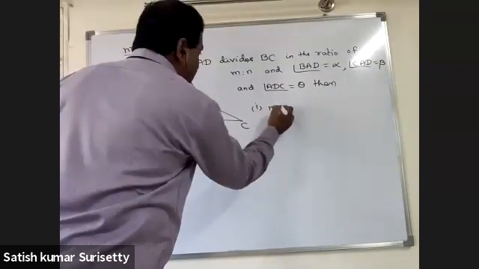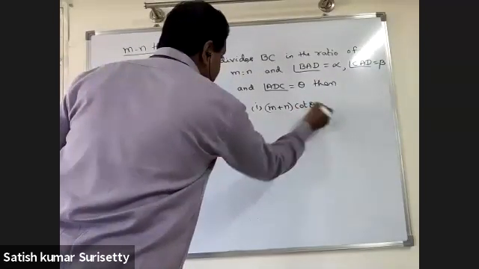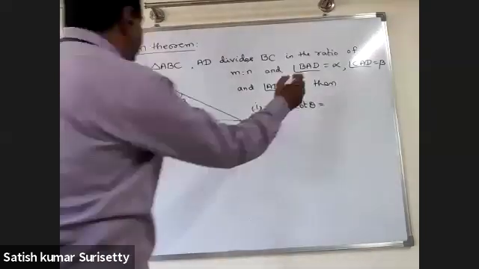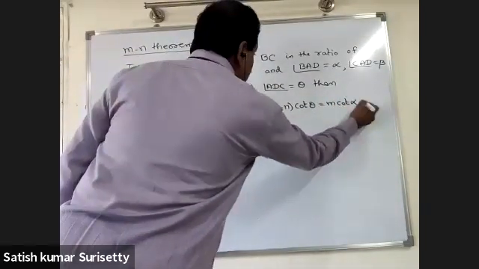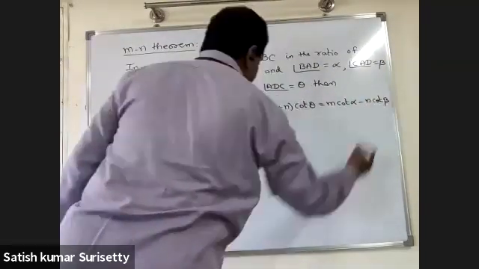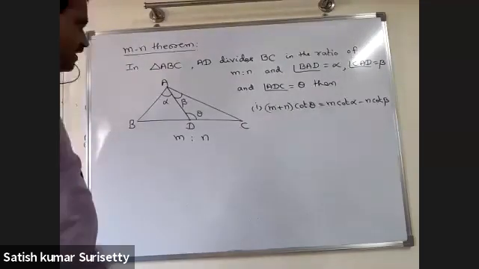M plus N into cot theta equal to M cot alpha minus N cot beta. M plus N cot theta equal to M cot alpha minus N cot beta.